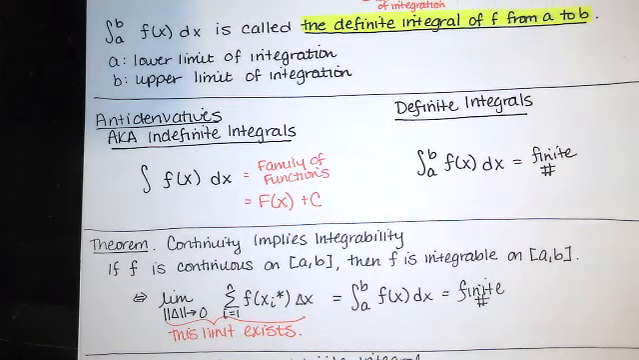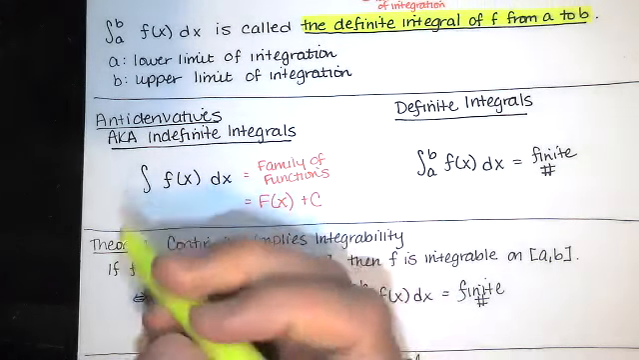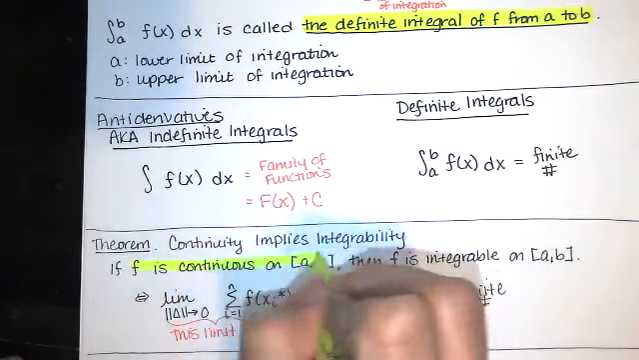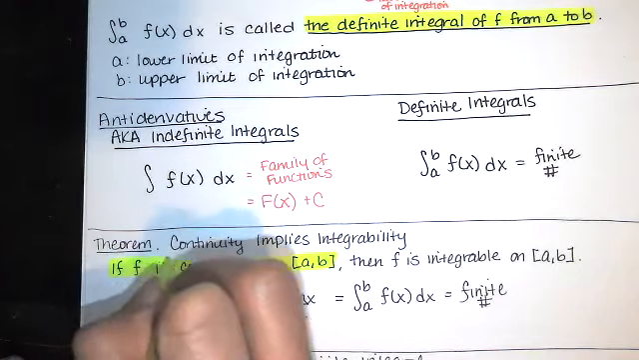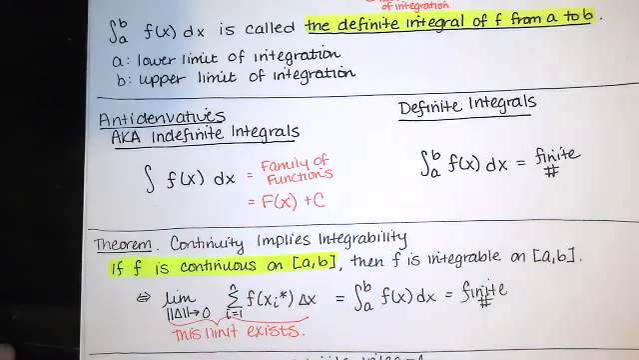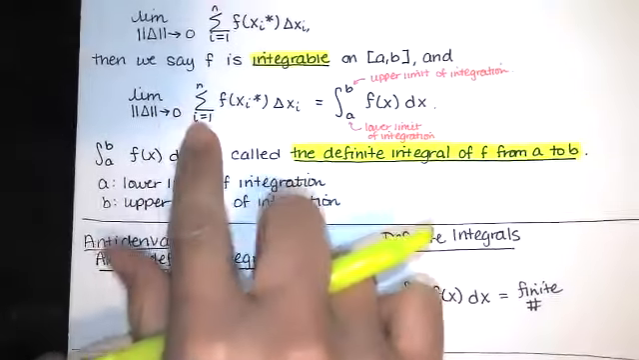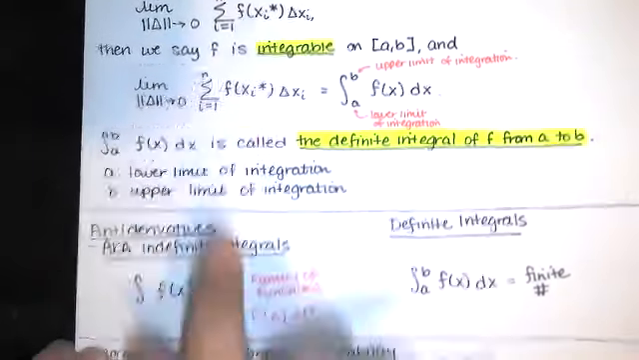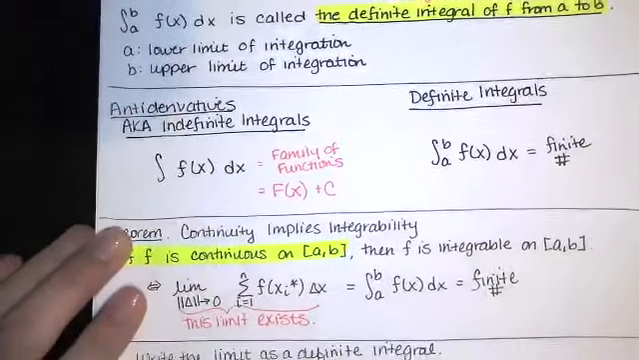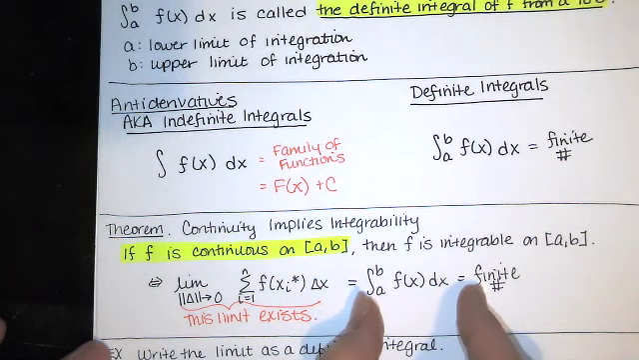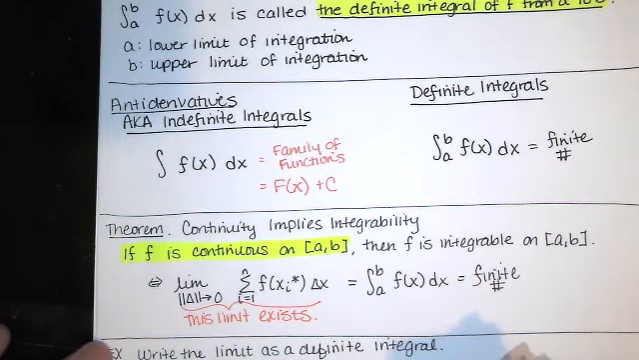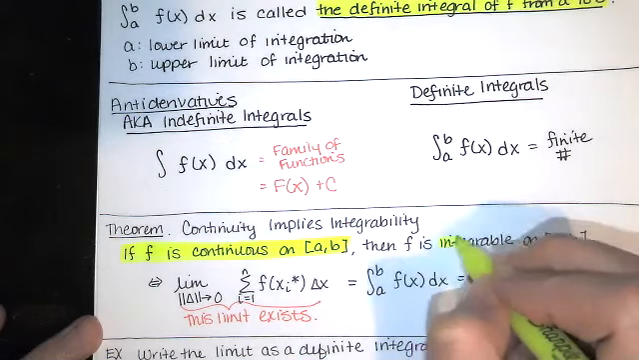Now, the next theorem is something that comes very much in handy. It says that continuity implies integrability. So if our function is continuous on the interval from a to b, and most of the time the functions that we're looking at in this class are continuous, then that limit will exist. So you should be able to do this, and it'll work for every partition. So this limit always exists, and you're going to be able to evaluate this integral, and it's going to have some value, and that value will be a finite number. And that's what we mean when we say the function's integrable.